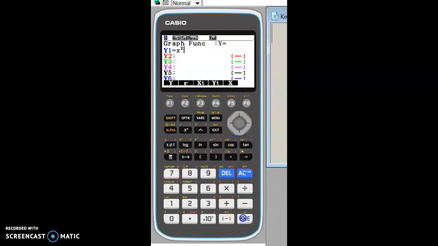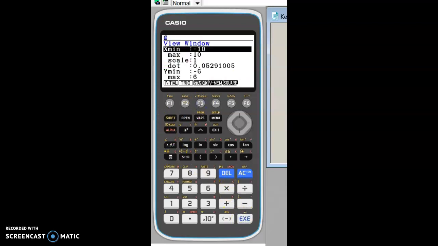And then we'll do parentheses x plus 2 squared, and then we'll do minus 4. Okay, and so I'm going to change my window a little bit.